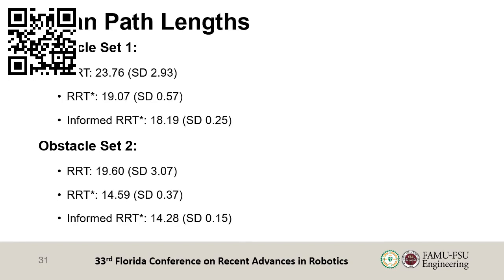For obstacle set 1, the mean path lengths were 23.76, 19.07, and 18.19 with standard deviations of 2.93, 0.57, and 0.25 respectively. For obstacle list 2, the mean path lengths were 19.60, 14.59, and 14.28 with standard deviations of 3.07, 0.37, and 0.15 respectively. Consequently, the Informed RRT star algorithm found the shortest path for both obstacle sets.